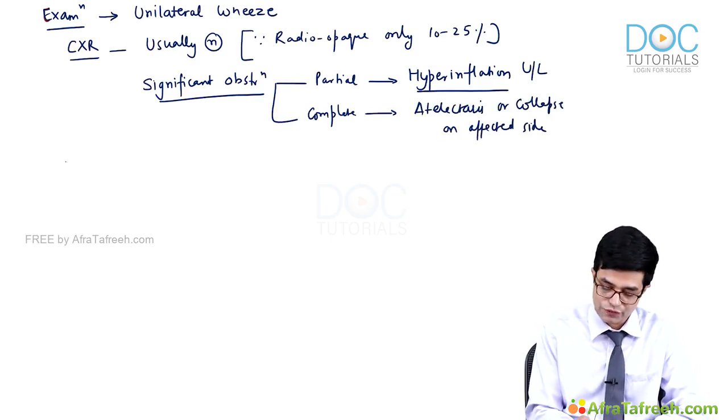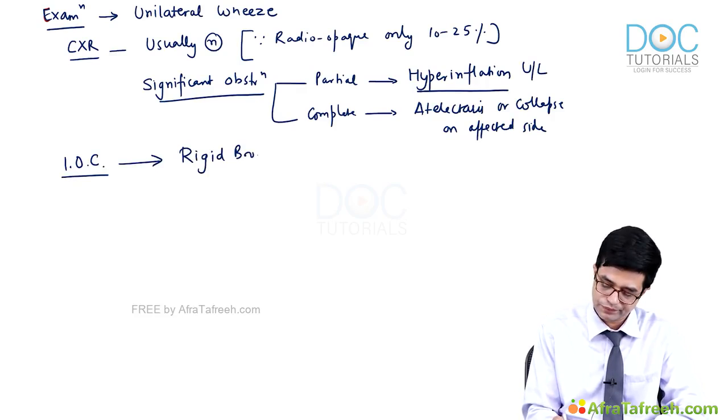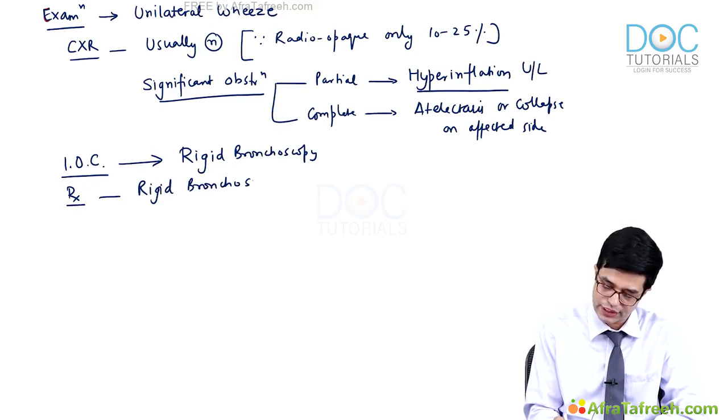What is the investigation of choice? For foreign body aspiration, it is rigid bronchoscopy. What is the treatment? The treatment is rigid bronchoscopic removal. It is both diagnostic and therapeutic.